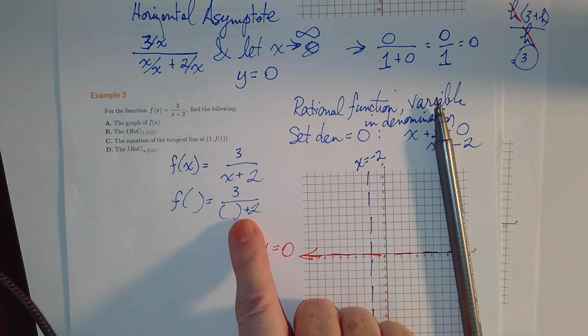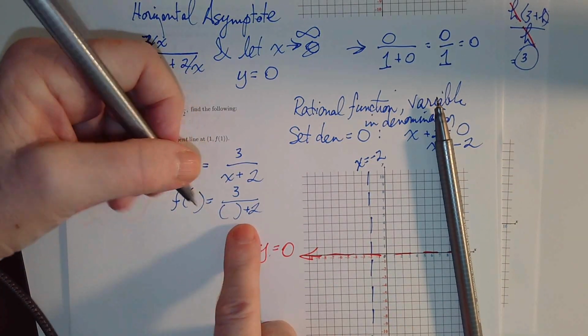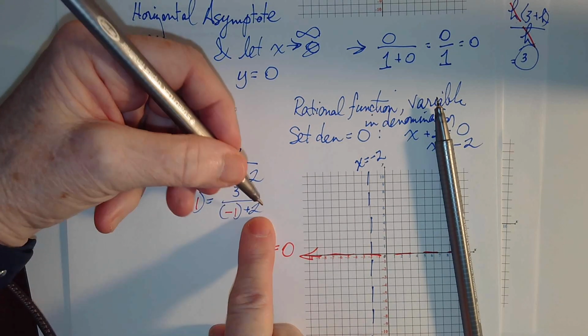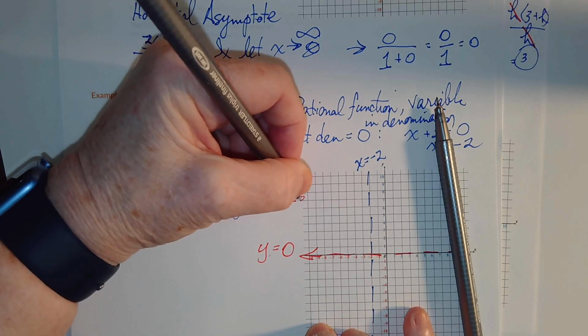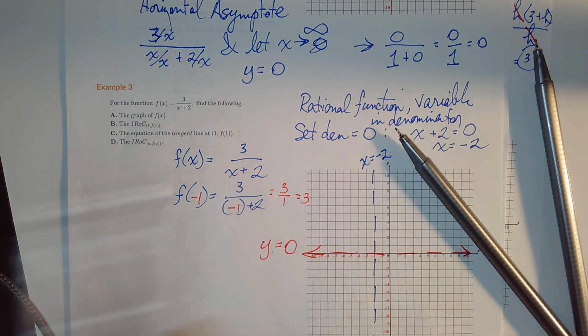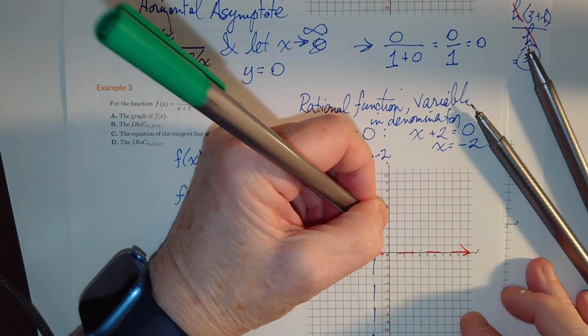If I had 1 in the denominator, that would be nice. So let's plug in -1, because -1 plus 2 is 1. We get 3 over 1, and that's 3. That's the point -1, 3.